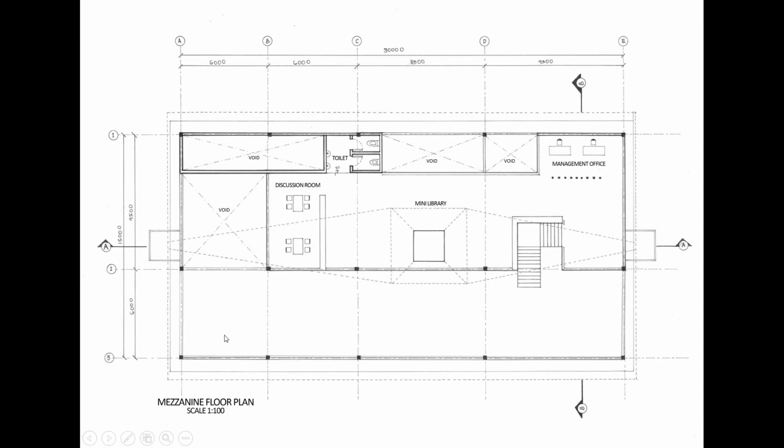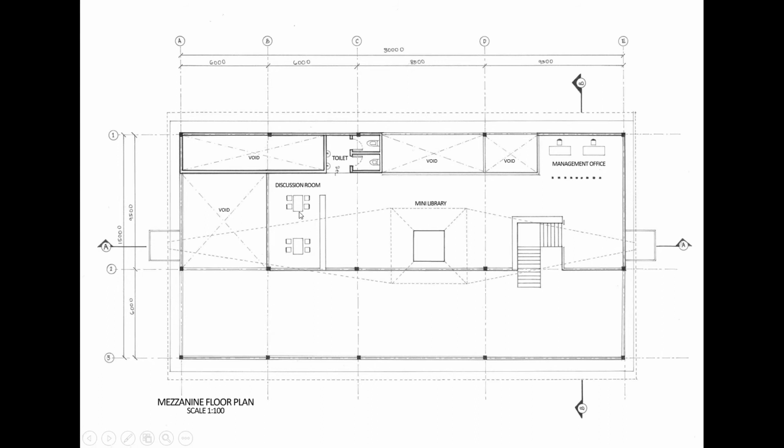So moving on, this is the mezzanine floor. When you come up from the stairs, you will see the management office first. Then behind here is the mini library and the discussion rooms. So this water feature element is made out of glass. Therefore, from this side, you can also see there's a possibility where you can see what's happening at the kitchen.